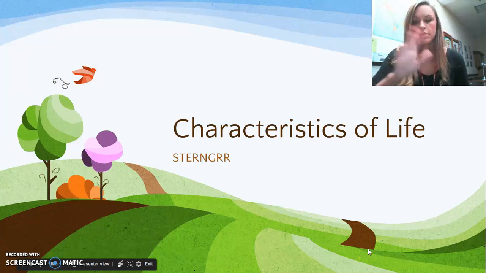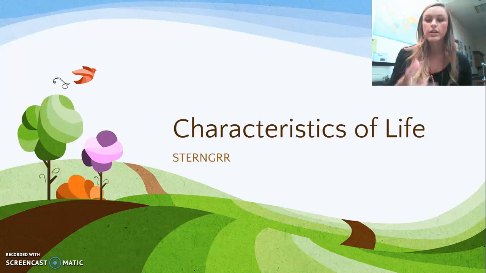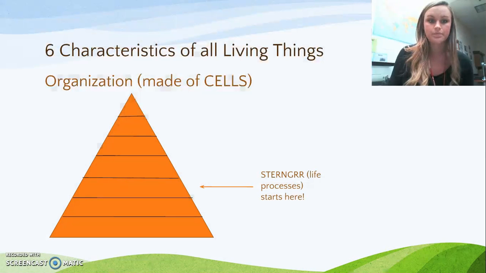Alright, so this is just a quick little overview video of the notes that we did in class. So the characteristics of life, looking at that STERNGRR kind of acronym and all of those things that identify what a living thing actually is. So we've got our 6 characteristics of living things, and we're going to start to look at the organization of living organisms. So when we do this, we think of a pyramid structure.